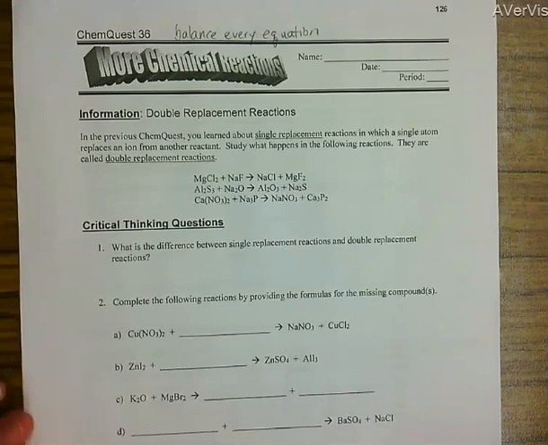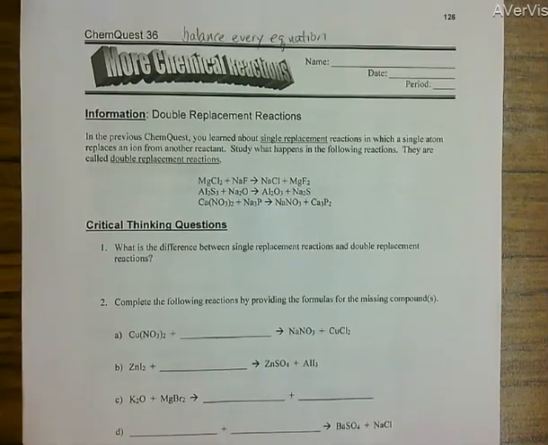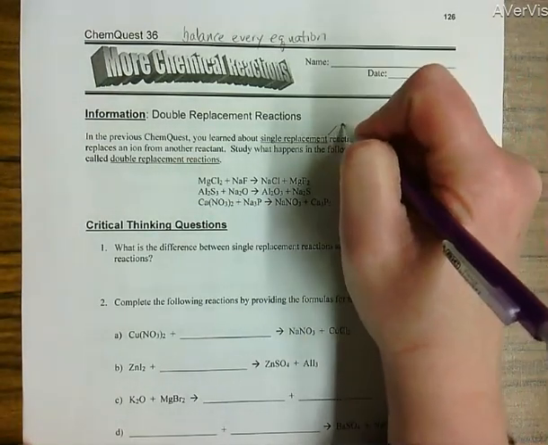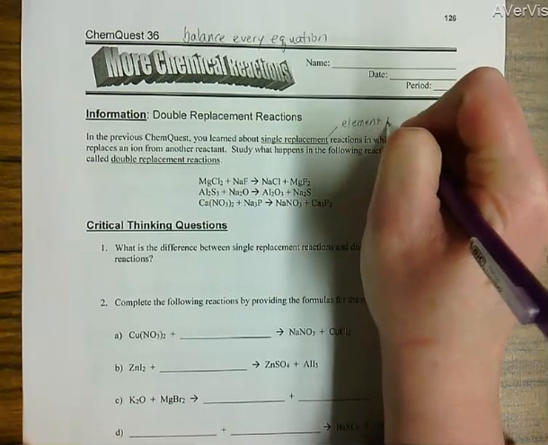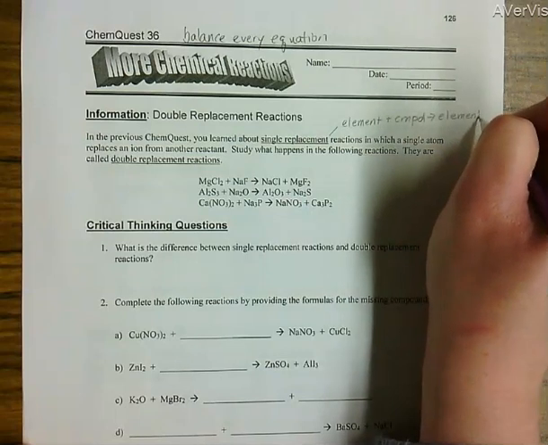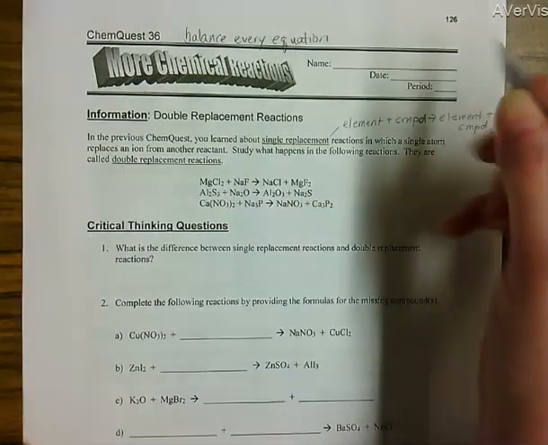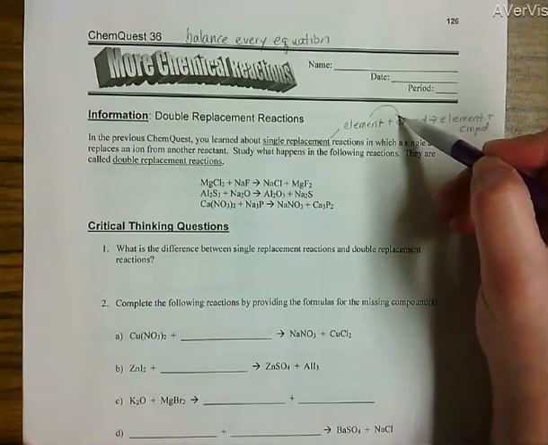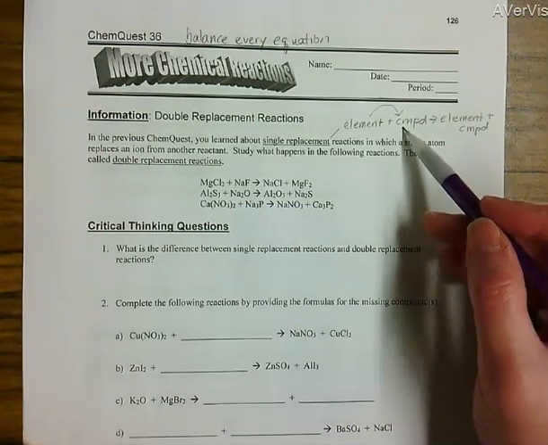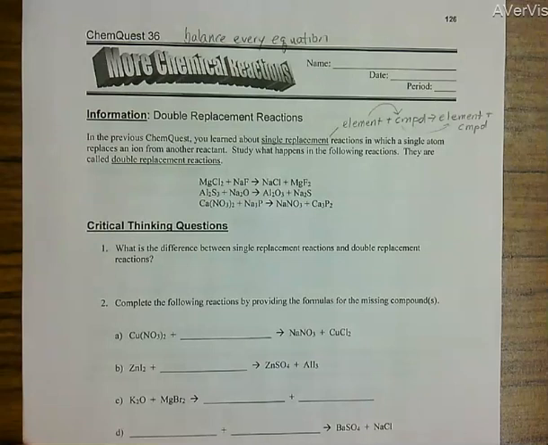So we're going to start by talking about double replacement reactions. Remember on the other ChemQuest you saw single replacement reactions. So in the previous ChemQuest you learned about single replacement reactions in which a single atom replaces an ion from another reactant. Remember, in single replacements you had an element reacting with a compound, and your products were an element plus a compound. It was a different element and compound because the element took the place of whatever it was in that compound, and whatever you displaced became all by itself as an element.